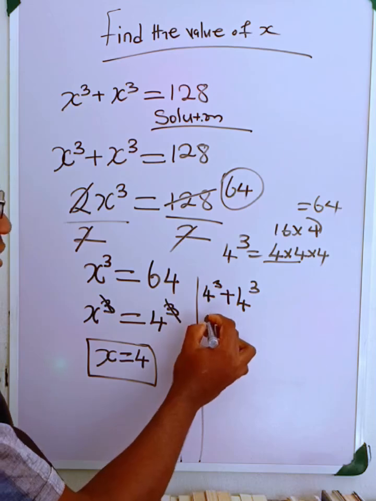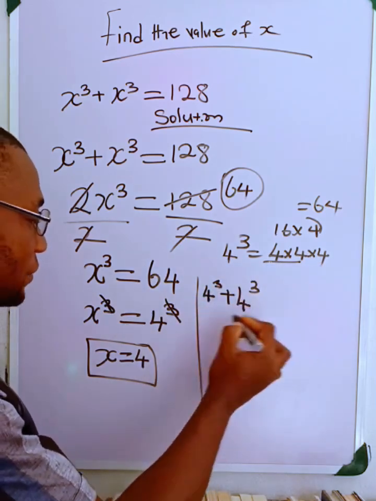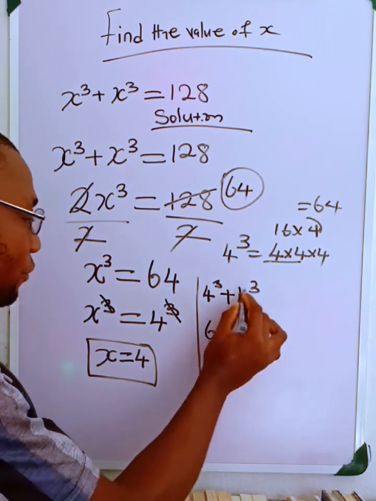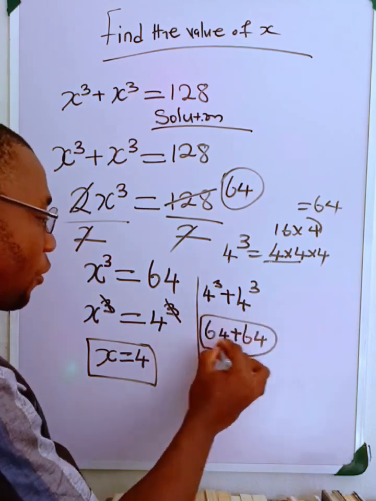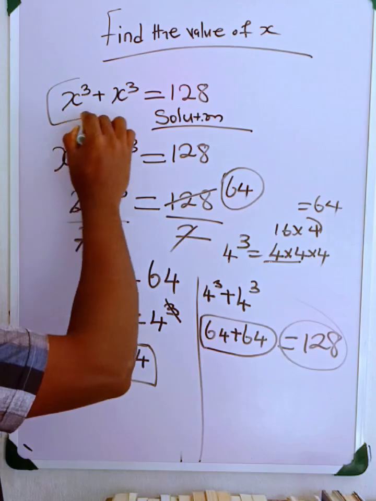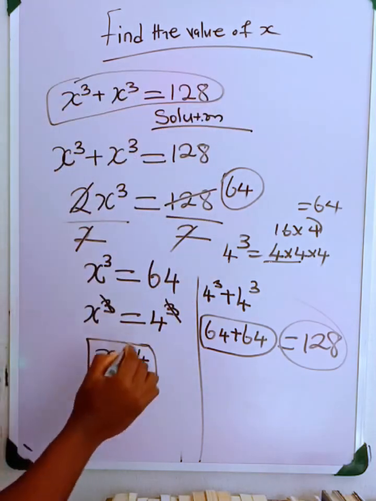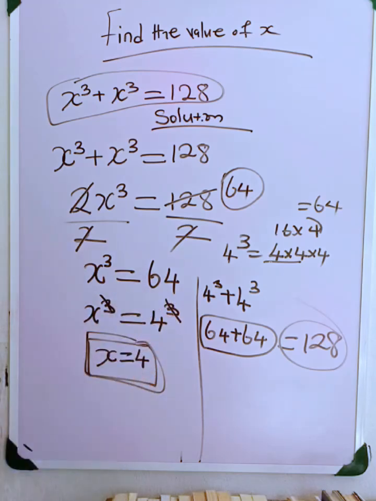4 raised to power 3 is the same thing as we have worked it out here. 4 raised to power 3 is 4 times 4 times 4, which is 64. 4 raised to power 3 is 64. 64 plus 64 gives you 128. Therefore, the question is correct. The answer of x equals 4 is also correct.